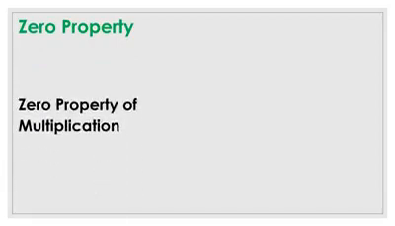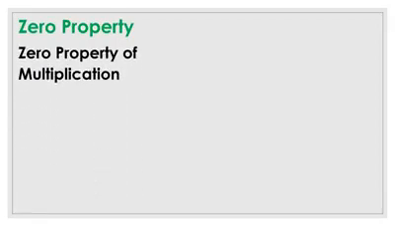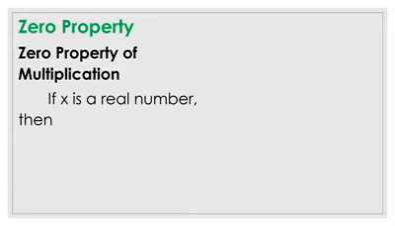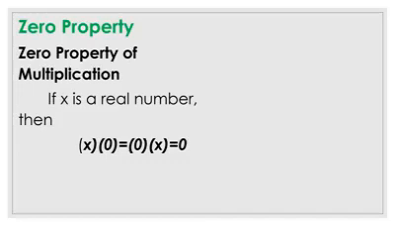So we have the zero property of multiplication. If x is a real number, then x times 0 is equal to 0 times x is equal to 0. So, class, these are the different properties of real numbers.